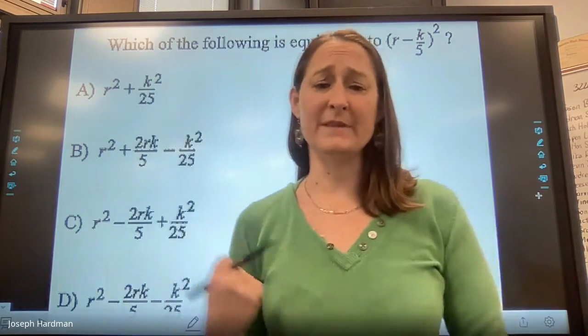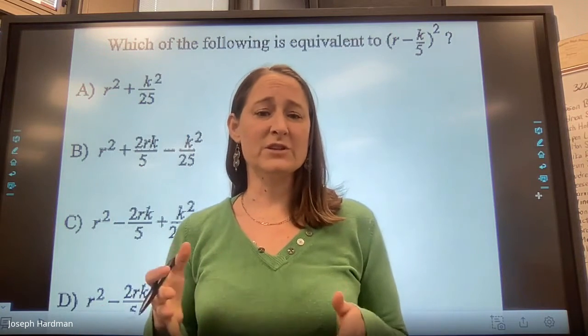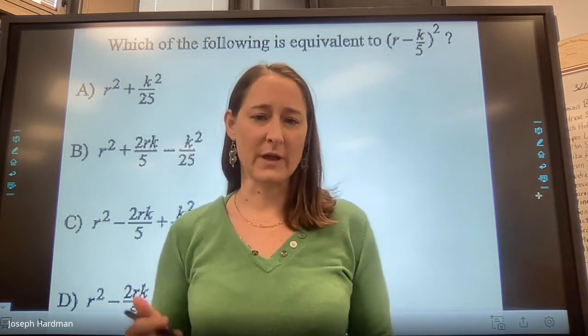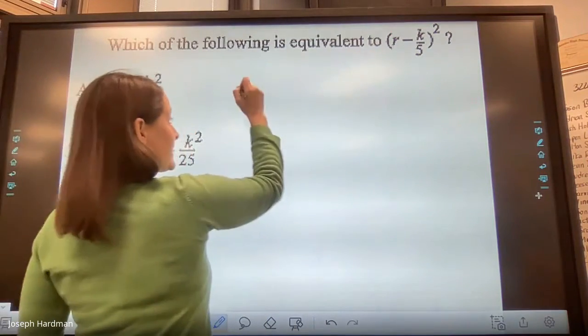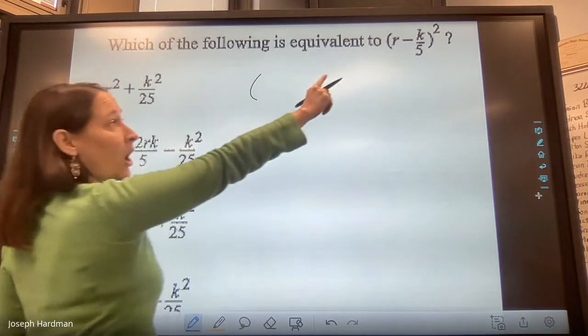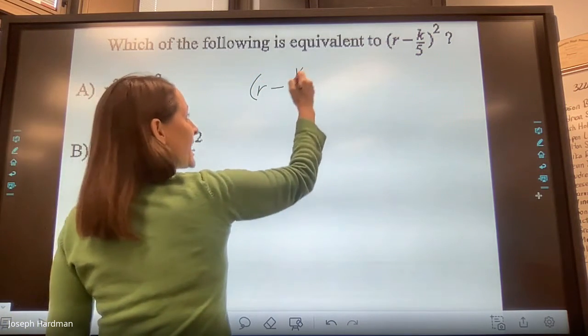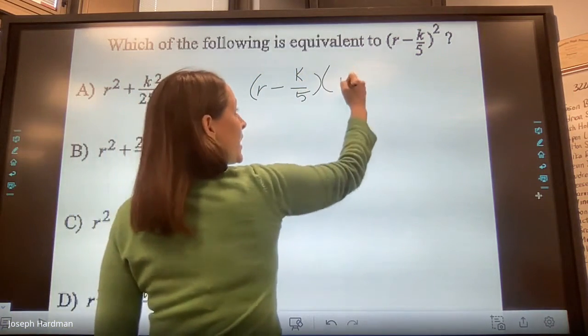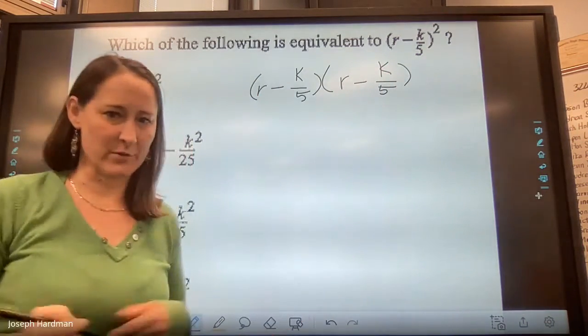And so I'm going to set up this same problem he just did. We already know what the answer is. Okay, so this is just another way of visualizing what we're doing. So I know that (r minus k over 5) squared is going to be r minus k over 5 times r minus k over 5. You know, we've already established that. Mr. Hardiman just showed that.